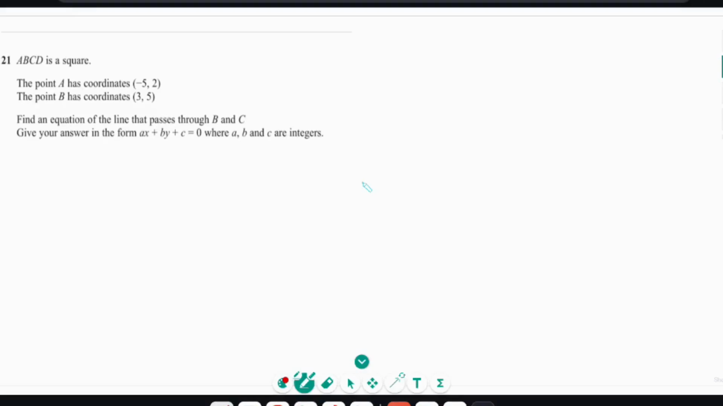ABCD is a square. The point A has coordinates -5, 2. Point B has coordinates 3, 5. Find the equation of the line that passes through BC. Give your answer in the form ax plus by plus c equals 0.